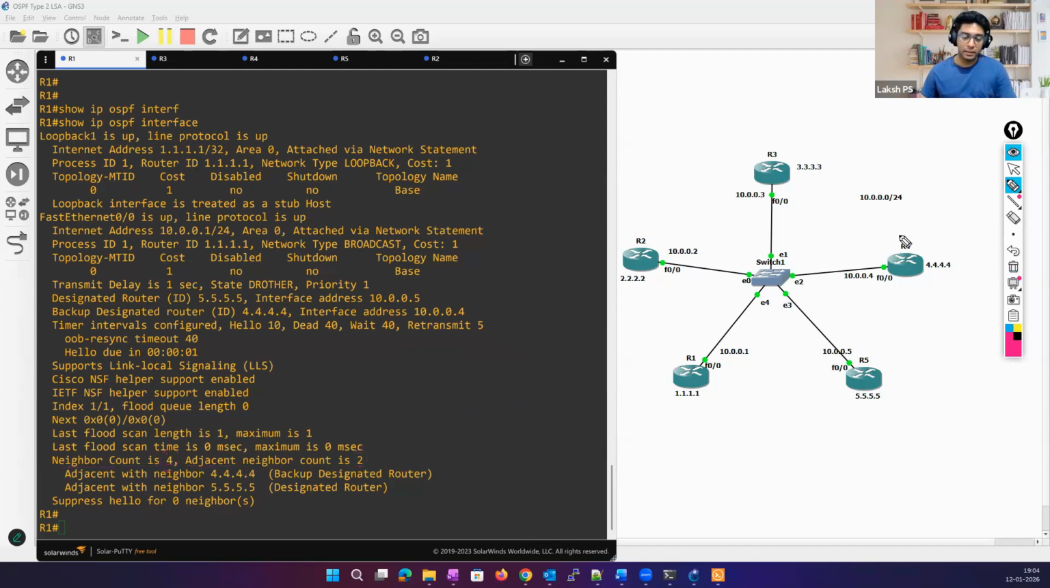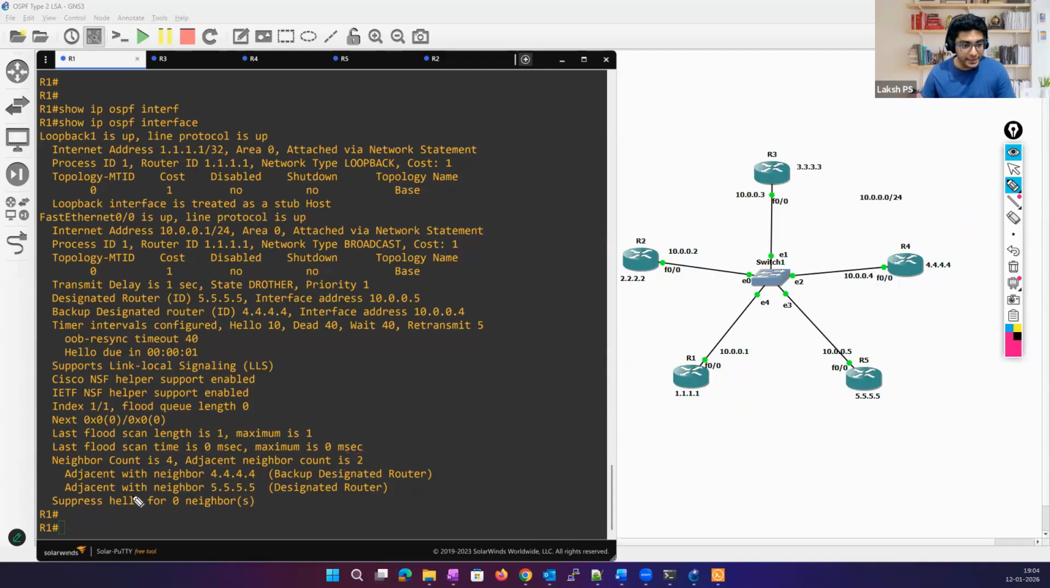Let's try to understand how. For R1, how many OSPF neighbors are there? 1, 2, 3, 4. So this statement is right. Neighbor count is 4, correct? And it says out of those 4 neighbors, the adjacent neighbors are only 2. What are those? We know that R1 is a DR other router. It will form adjacency only with the DR and BDR, and that is why the adjacency count is 2.